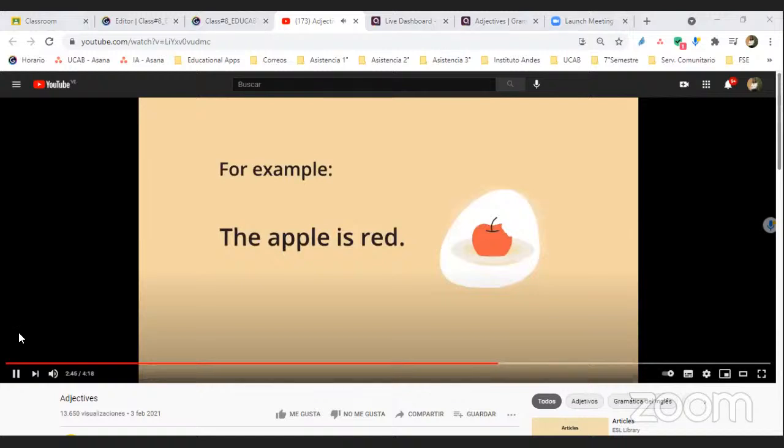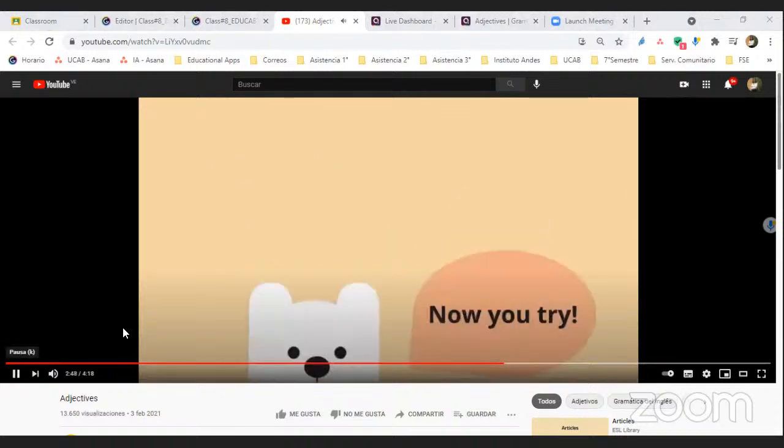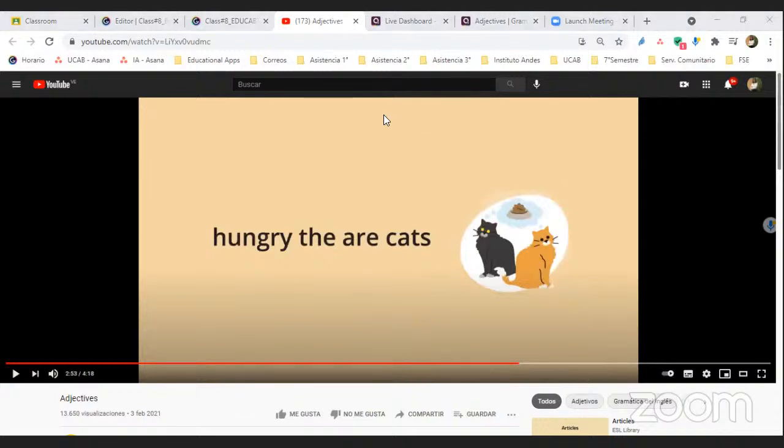Okay, here we have the first sentence that we need to unscramble. Leticia, can you tell us which is the sentence, the correct order of the words in order to get the right sentence? You can tell us through the chat or you can turn on your microphone, okay?